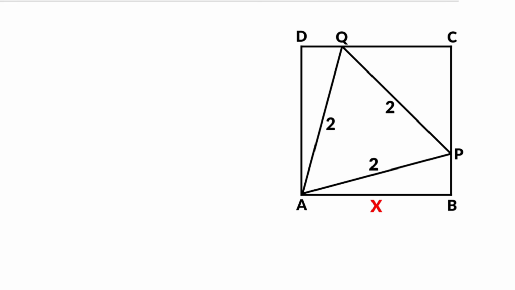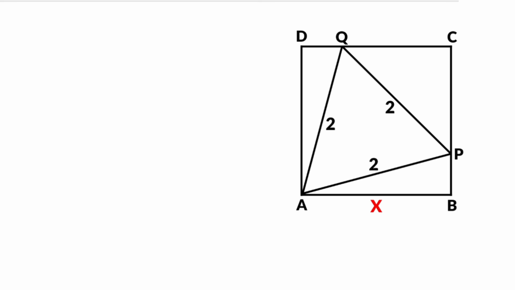We have a square, ABCD. Our goal is to find the exact length of each side of the square. Let's call that unknown side length x. Inside the square is triangle APQ. Point P lies on the right side of the square, and point Q lies on the top side.